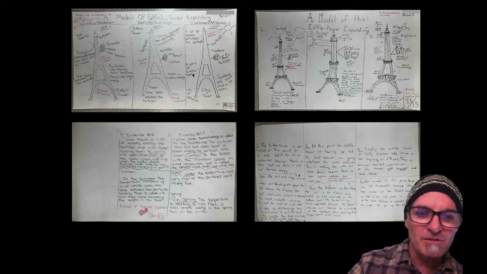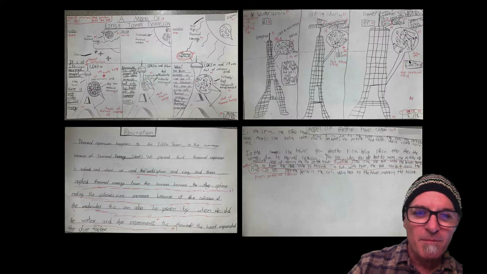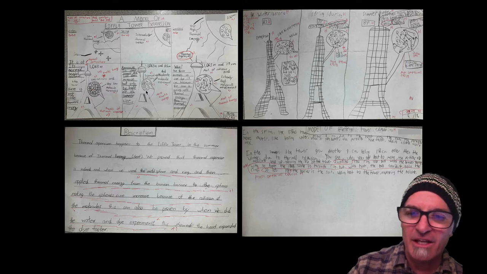And you can see how things are changing over time. And then on the back of it, they were explaining what's going on in each one. There's another example here. Again, not grading on students' ability to draw, but if it's accurate for the kinetic energy and the molecular motion.